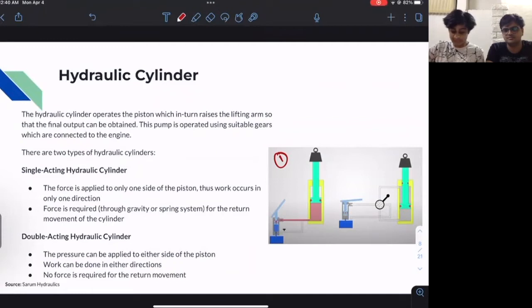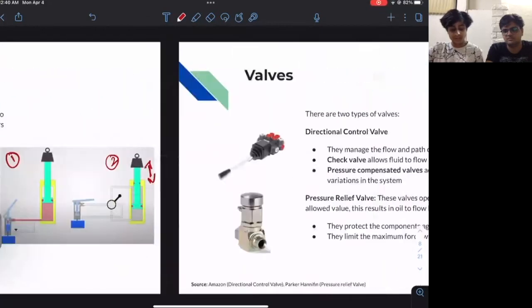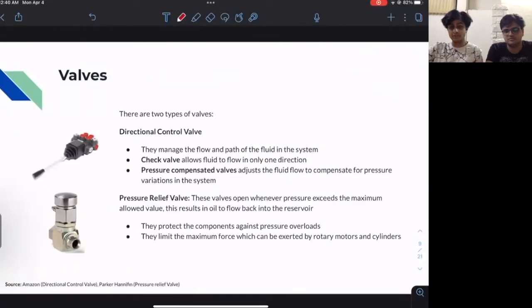But this problem is mitigated in the case of a double acting cylinder, which is shown over here. In this case, movement is allowed in either of the two directions, and this takes away the need for external mechanical force. So this is a better thing to use in the case of a tractor system. And then next are the valves. The valves are majorly of two types.